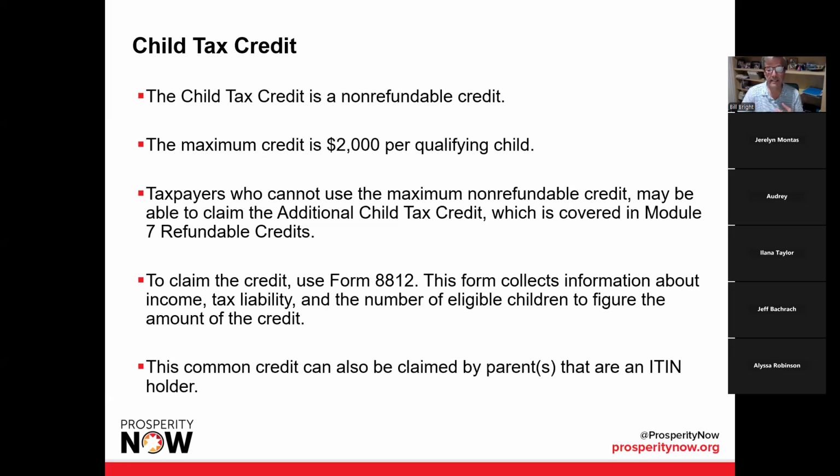Once all the data is put in for the children, TaxWise will create a form 8812, and this is going to calculate some things about eligible children and things that we have to do some due diligence on. We'll go through that when we get there. Again, this is a common credit. It can also be claimed by parents that have an ITIN as well.